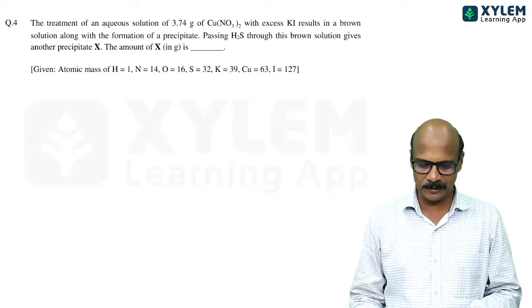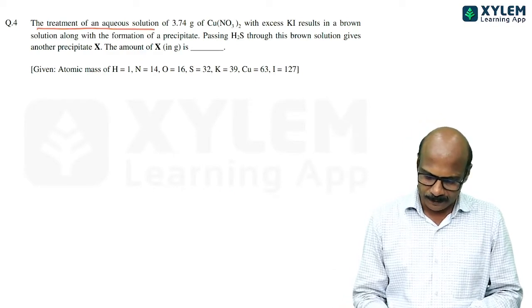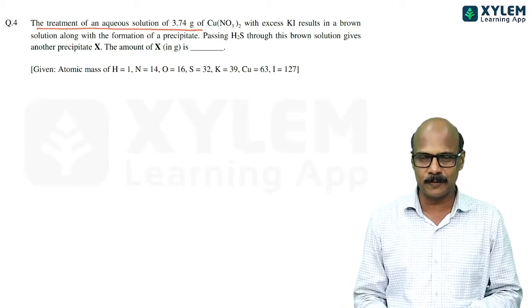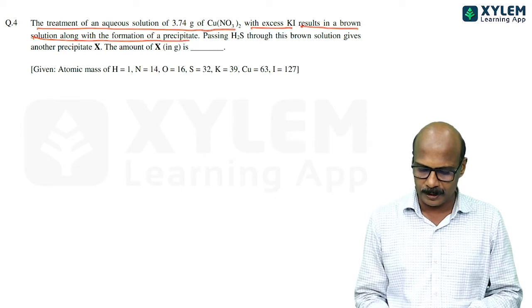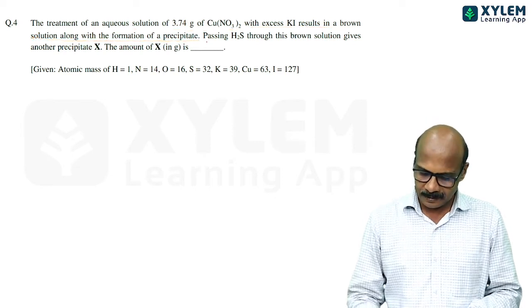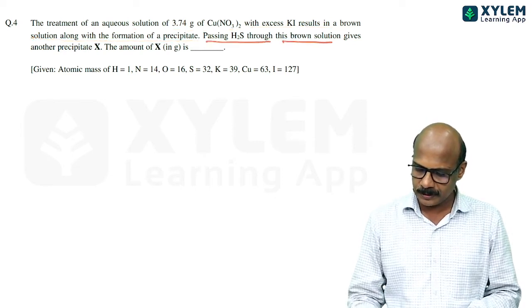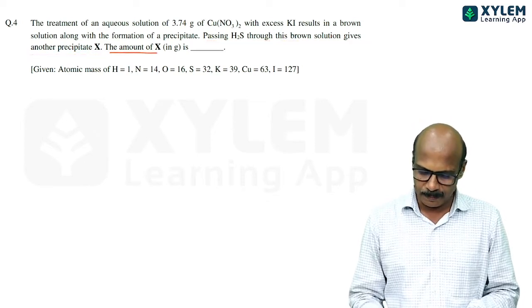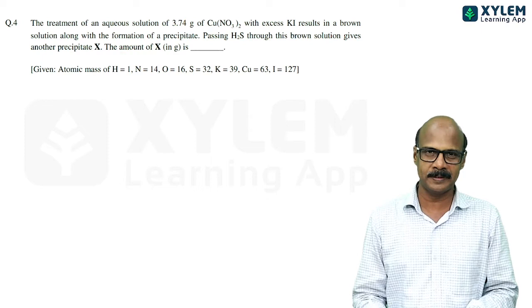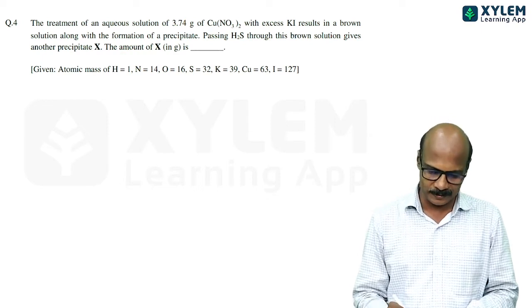Now let me go to the fourth question. Treatment of an aqueous solution of 3.74 gram cupric nitrate with excess potassium iodide results in a brown solution along with the formation of a precipitate. Passing H2S gas through this brown solution gives another precipitate X. The amount of X in gram is? What is the reaction involved in this question?